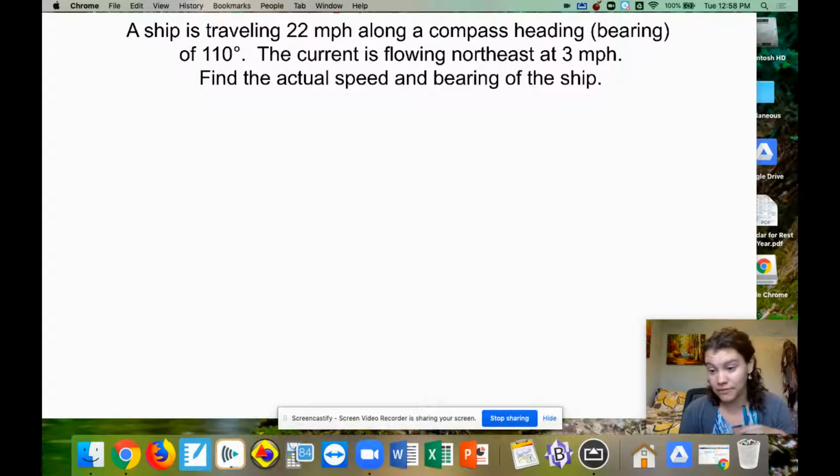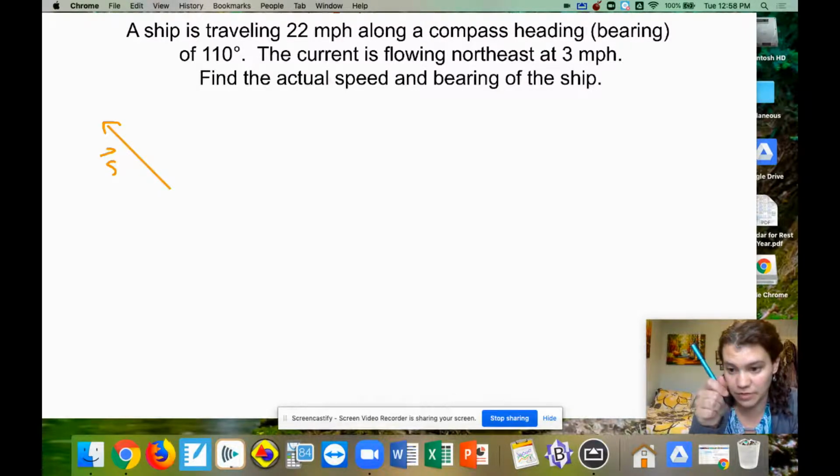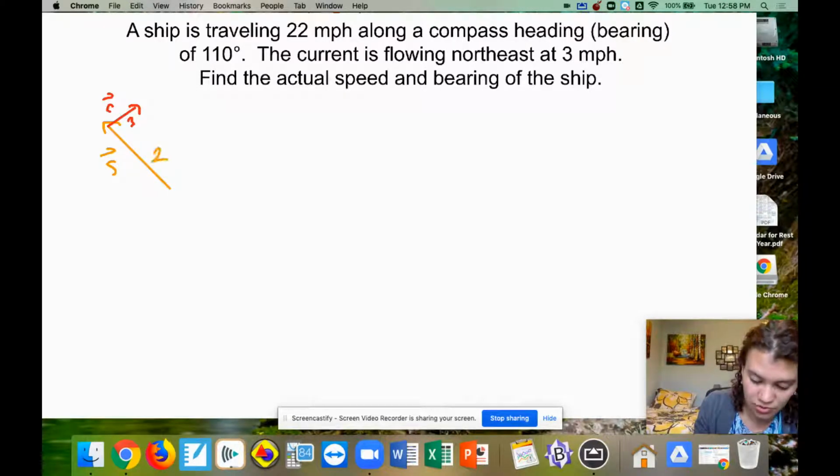So step number 1, draw a picture. So we have a compass bearing of 110, so this direction. It will draw for me. And so we'll call this the ship. And then you have current flowing northeast. So northeast would be like this a little bit. So northeast at 3 miles per hour, call this current. And all it was 3, and this one was 22 miles per hour.